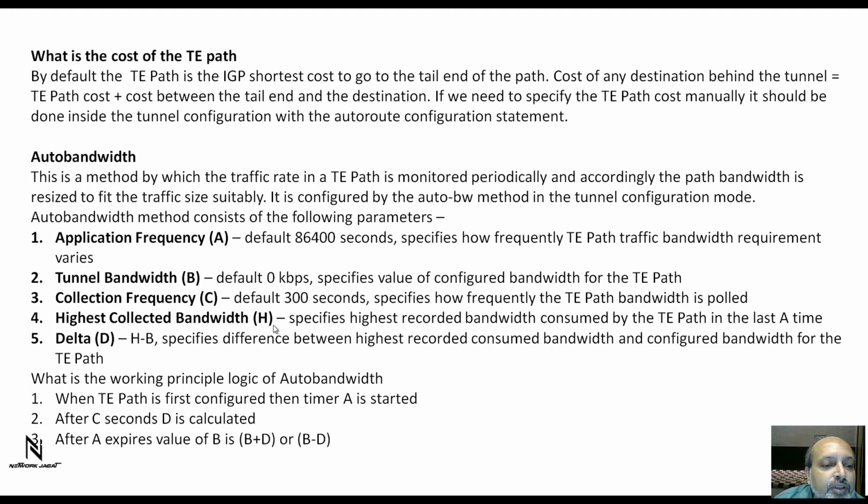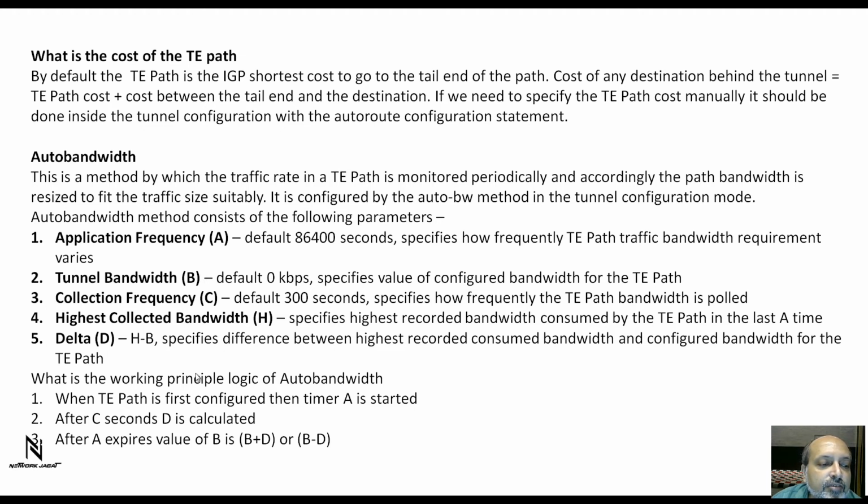Highest collected bandwidth, or H, specifies the highest recorded bandwidth consumed by the TE path in the last A time. That means during this application frequency interval, what is the maximum volume of data that has traversed that path? So that is the highest collected bandwidth. Finally, delta, which is the highest collected bandwidth minus the tunnel bandwidth. It specifies the difference between the highest recorded or consumed bandwidth and the configured bandwidth for the TE path.